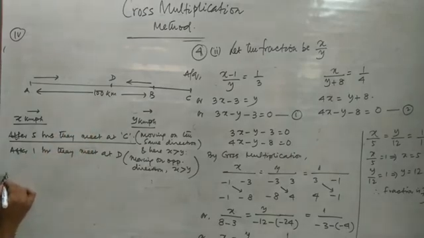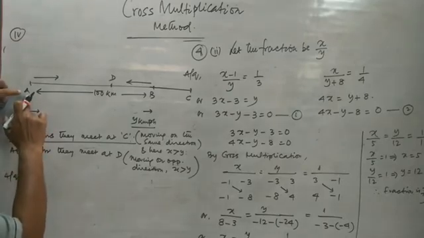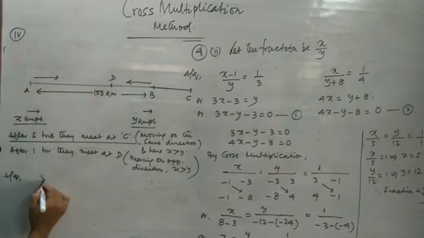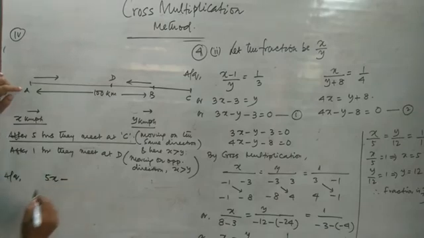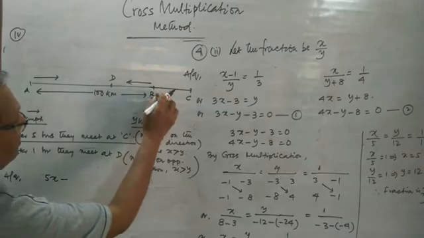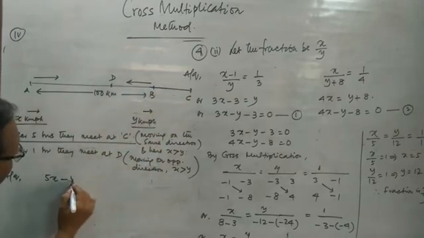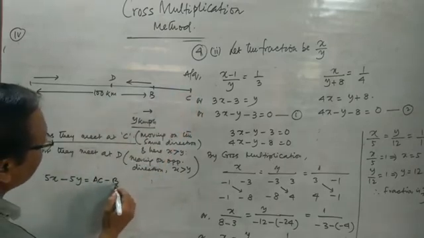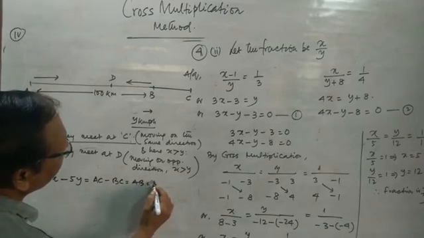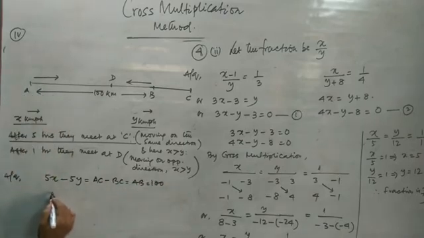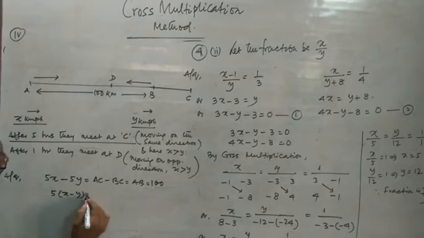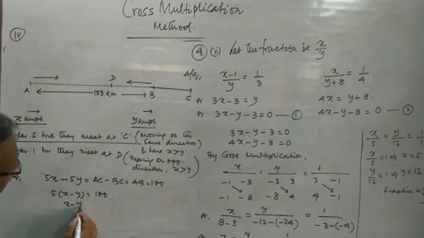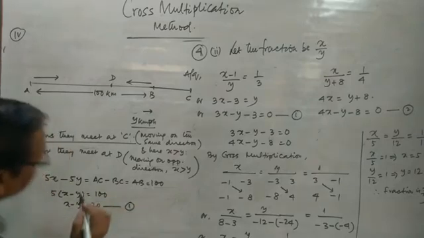So according to the question, the distance traveled in 5 hours by the car starting from A is 5x. 5x is AC, minus the distance traveled by the car starting from B, which is 5y. 5x is AC, minus BC is equal to AB, which is 100, given. So 5 into (x minus y) equals 100, x minus y equals 20. This is your equation number 1.